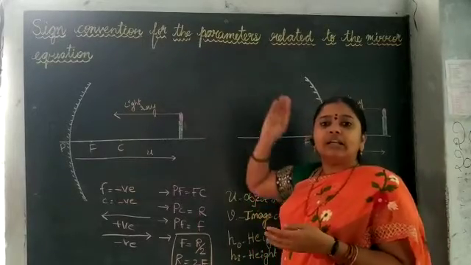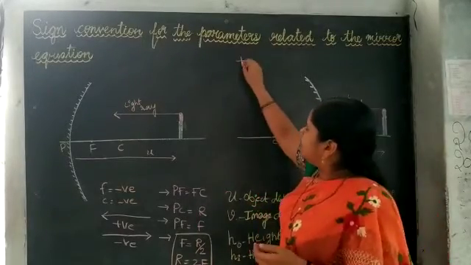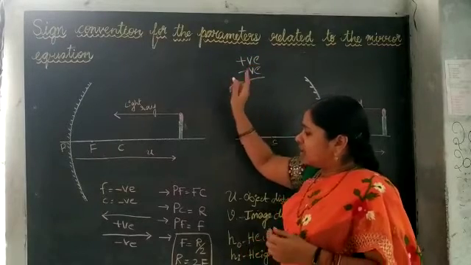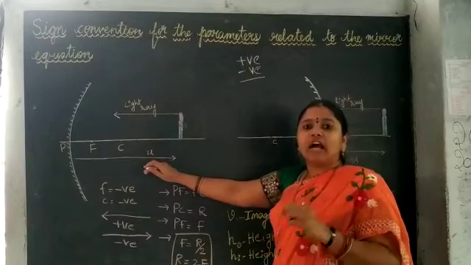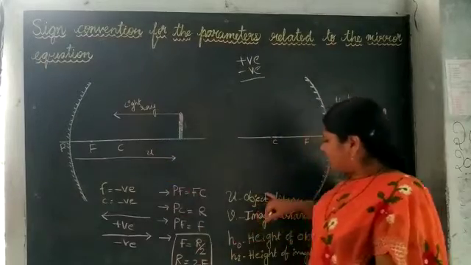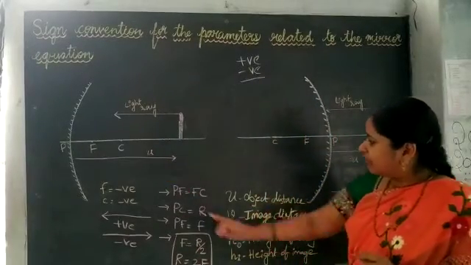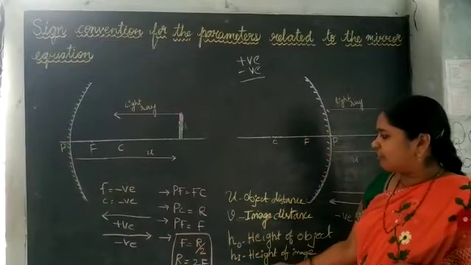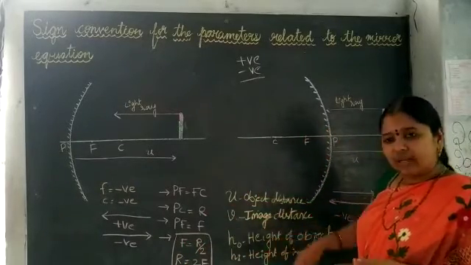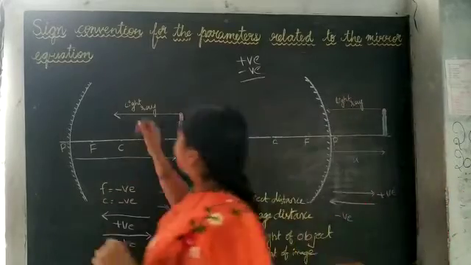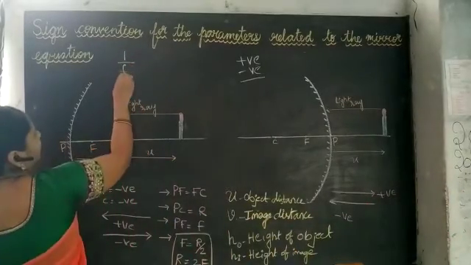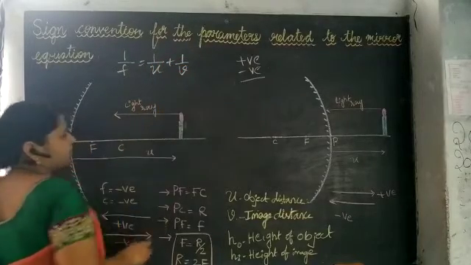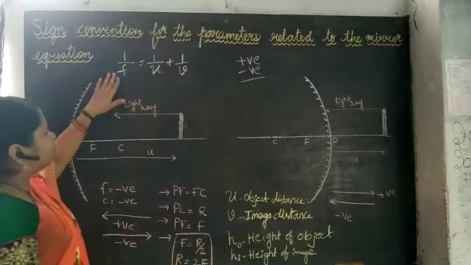In maths we have two symbols, positive and negative. Which sign do we have to use for object distance, image distance, focal length, radius of curvature, height of image and height of object? These are the variables we get in the mirror formula. First let me write the mirror formula: 1 by f equal to 1 by u plus 1 by v. This is the mirror formula.